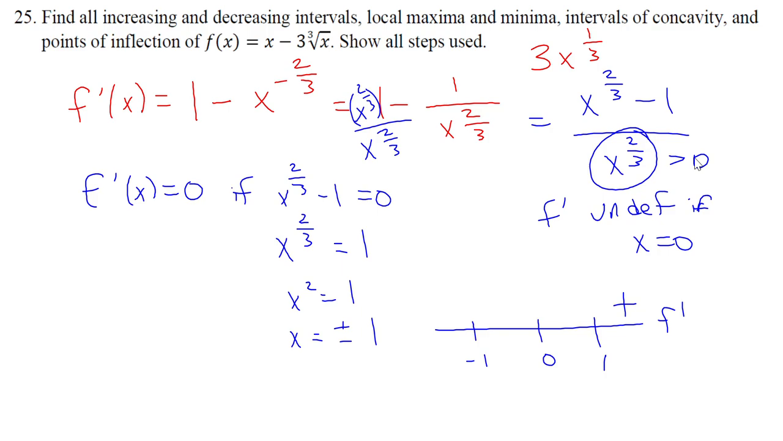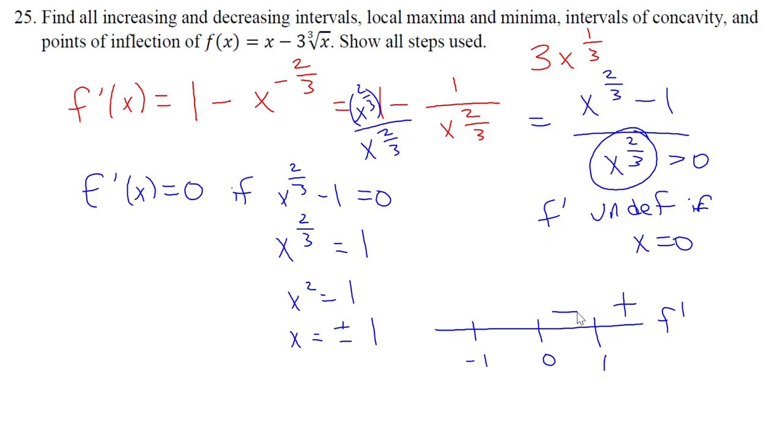Now, if I do something between 0 and 1, like let's say 1/8, because that's kind of easy to deal with. 1/8 cube rooted, and that numerator is 1/2. And when I square 1/2, I get 1/4. But 1/4 minus 1 is negative. So that interval, the function is decreasing.